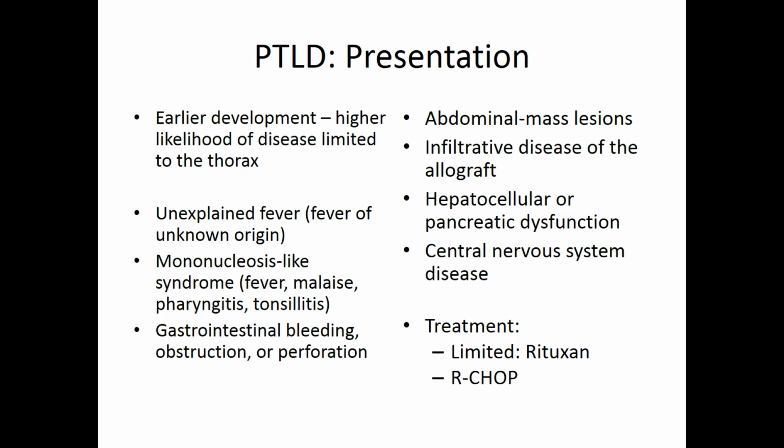An infiltrate of the disease of the allograft can be seen. It's also not unusual to see CNS disease, hepatocellular, or pancreatic dysfunction associated with PTLD. In limited stage disease, Rituxan alone can be enough for treatment. But patients who have more extensive disease or who are refractory to Rituxan may require broader chemotherapeutic agents.